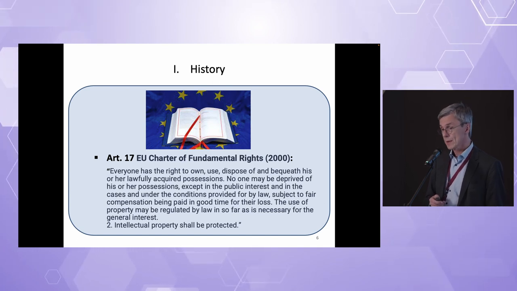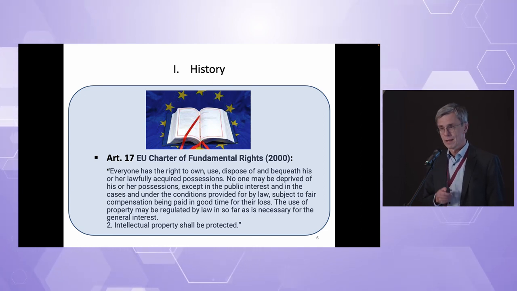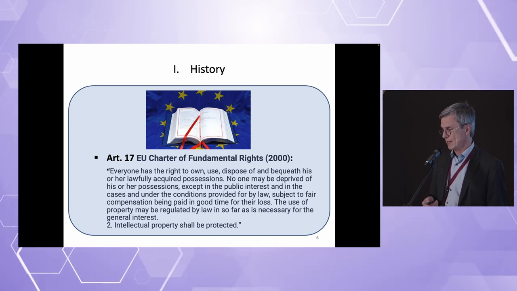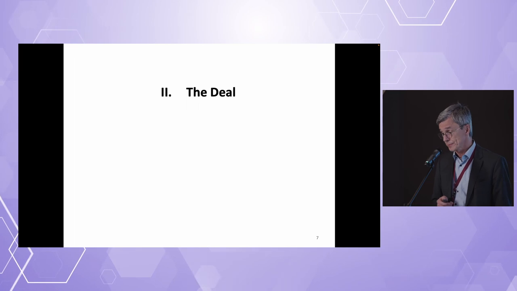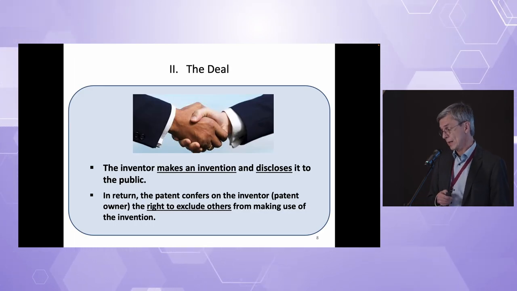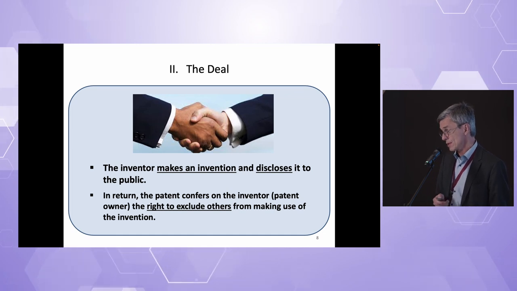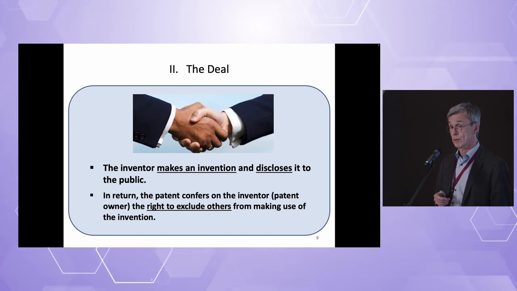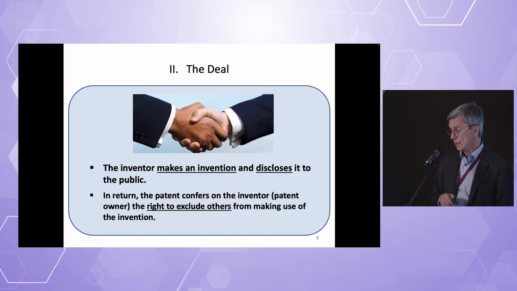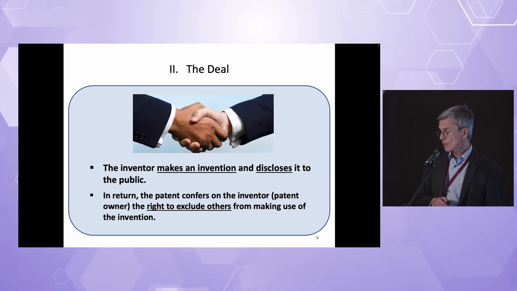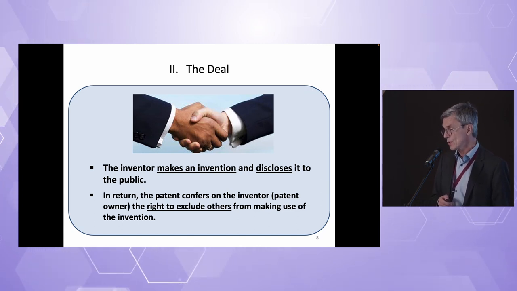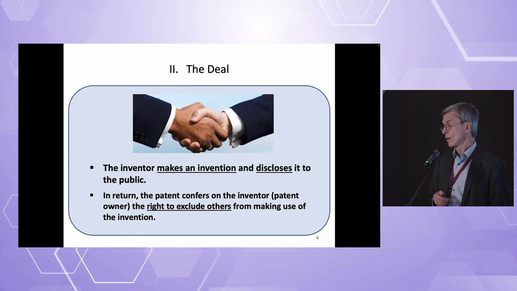So now, having all this in mind, what is the deal between the inventor and the state that grants a patent? Essentially, on the one hand, the inventor makes an invention and, also very important, discloses it to the public. And on the other hand, the patent confers on the inventor, the patent owner, the right to exclude others from making use of the invention for a limited time.